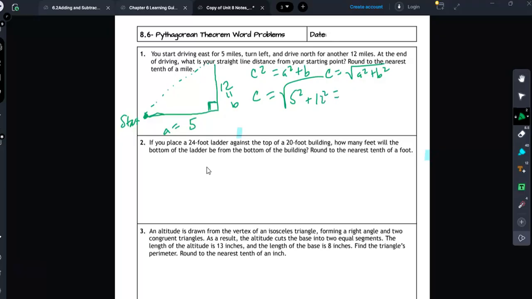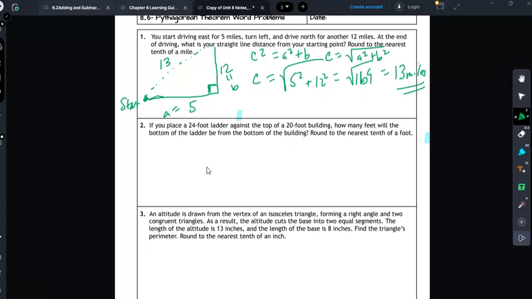If you do that on your calculator, that's 25 plus 144. So that is the square root of 169. 169 is a perfect square. So you take the square root of 169, you should get 13. So our distance that we drove, straight line, as the crow flies, is 13 miles. So everything's in miles. There we go. Does that make sense? So draw your picture.